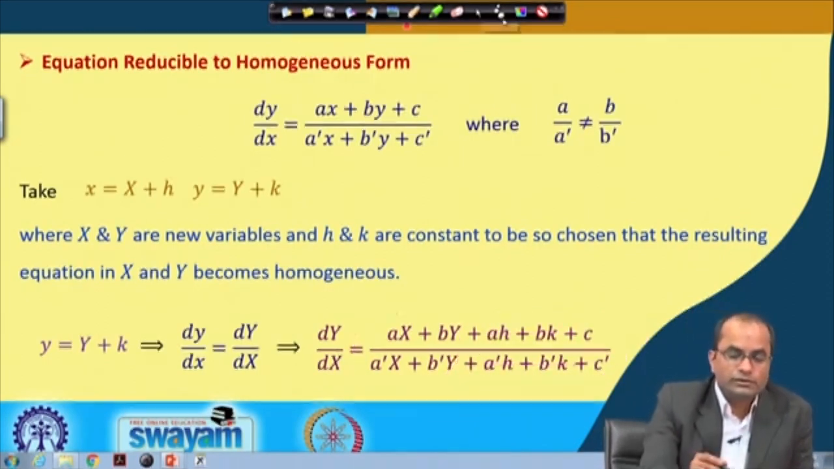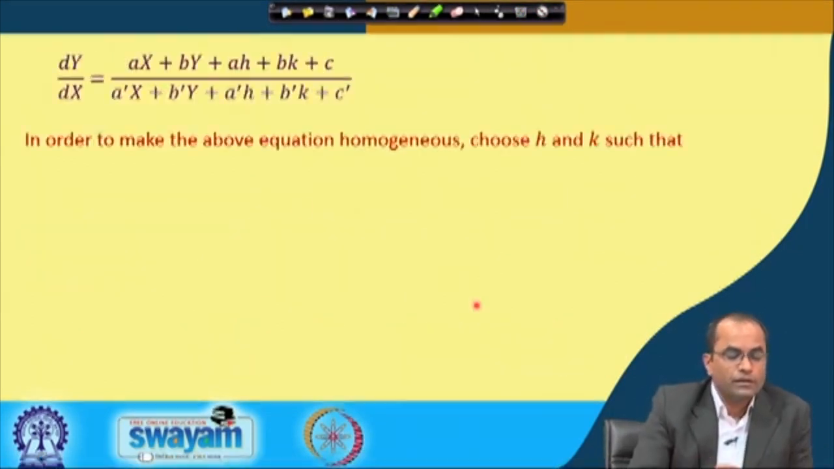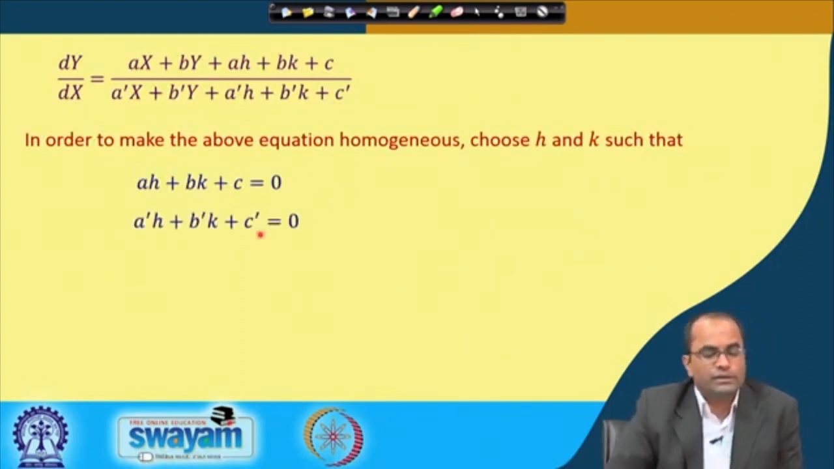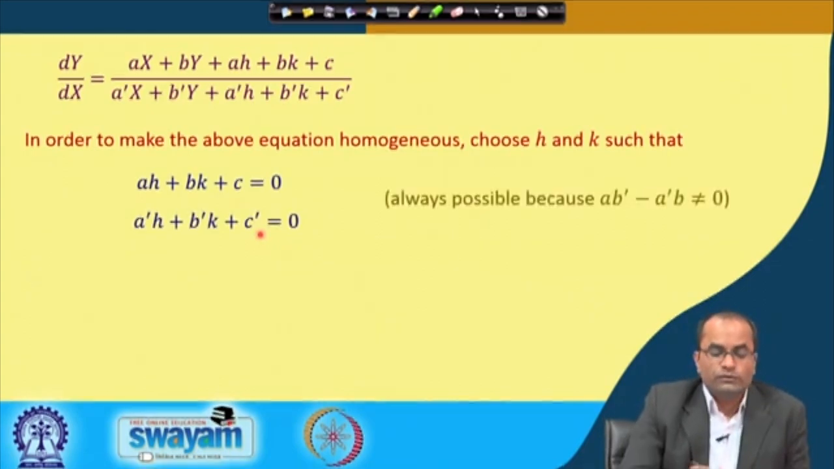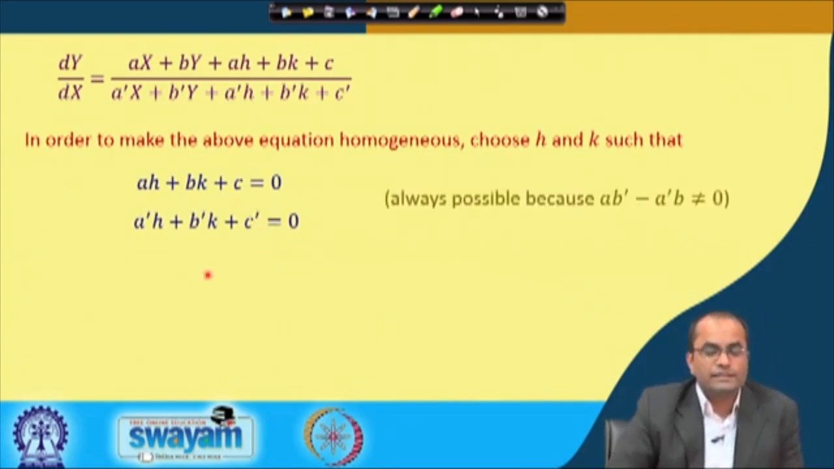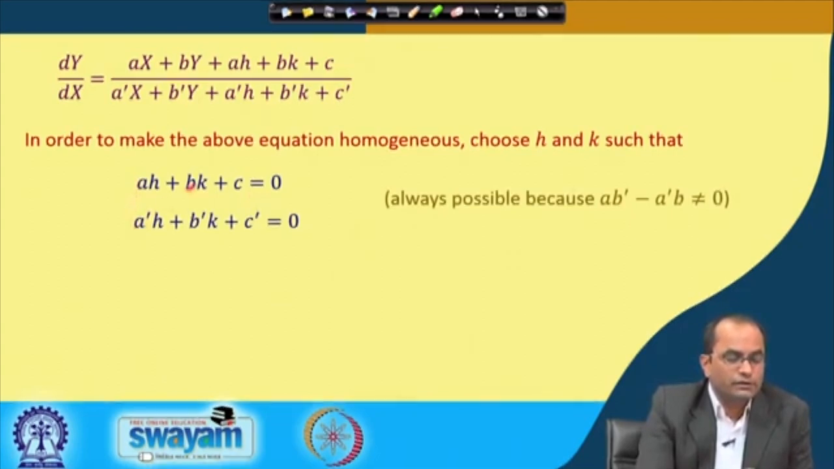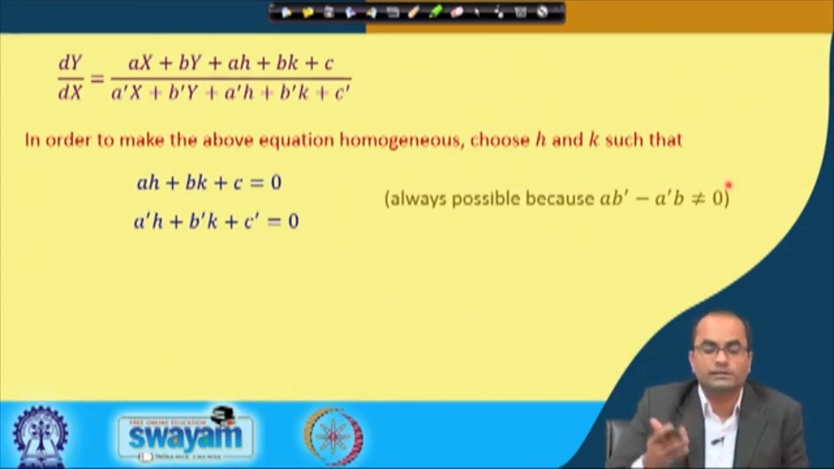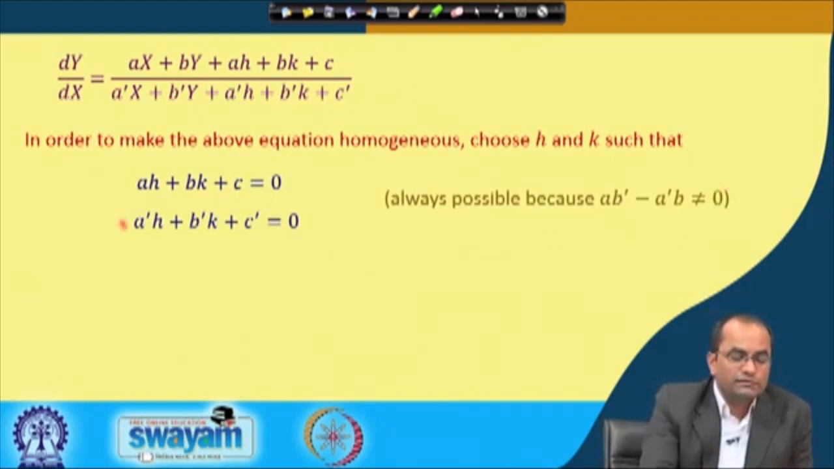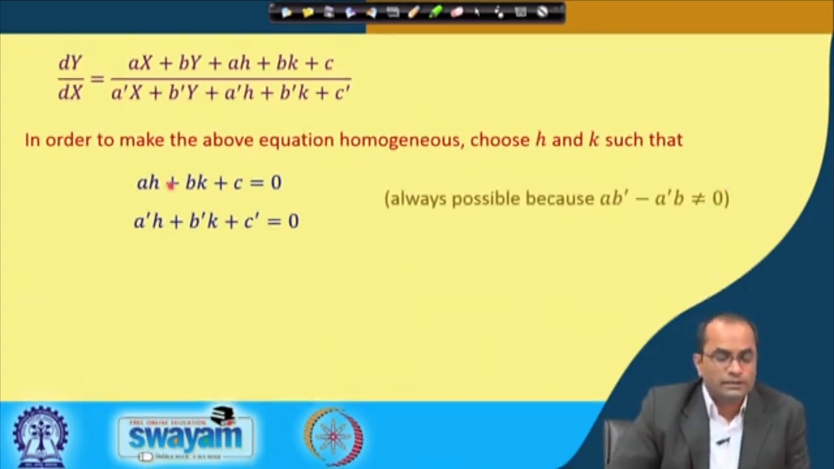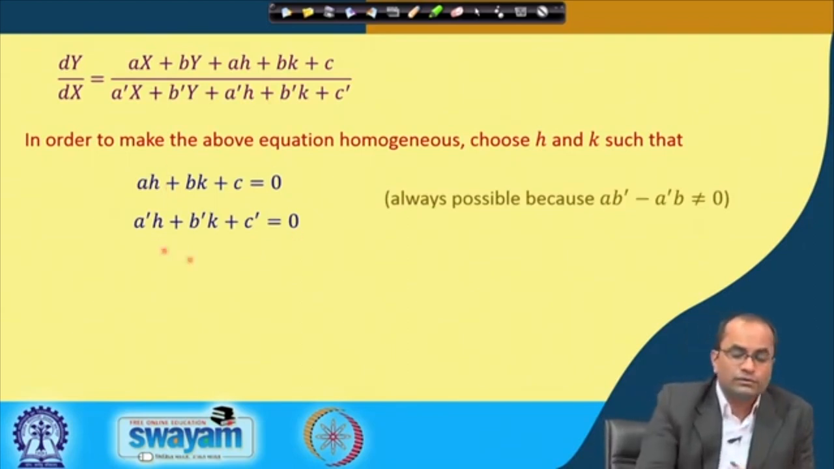So, by setting these two terms equal to 0, we get a h plus b k plus c equal to 0, and also a prime h plus b prime k plus c prime equal to 0, which is always possible to solve to find such h and k. If we look at the determinant of the coefficient matrix, a b and a prime b prime, where h and k are unknowns, this determinant is non-zero, a condition already given in the equation. That means we can always solve these equations, and we will get a unique solution indeed.